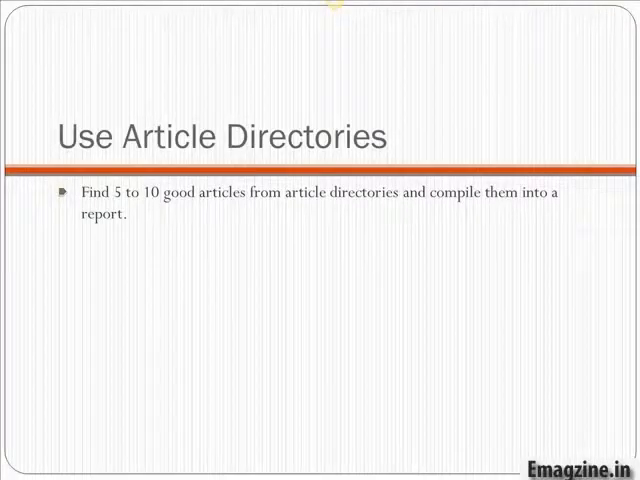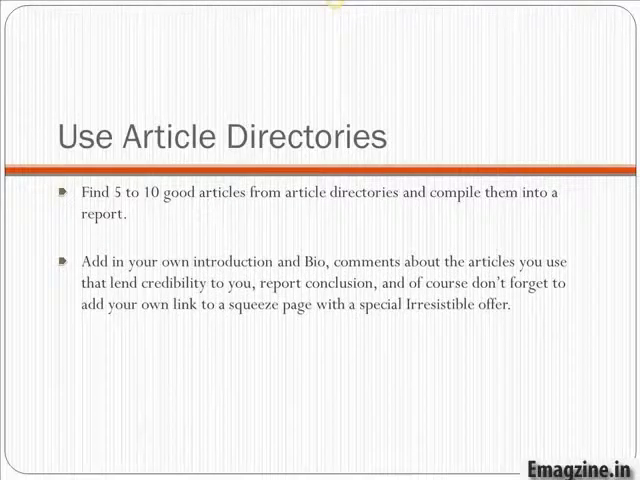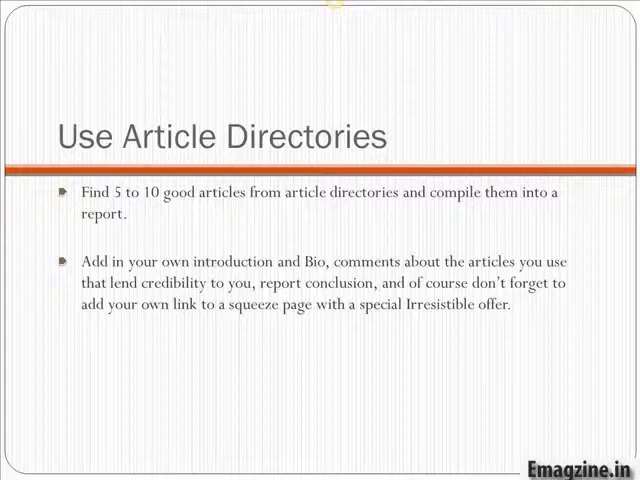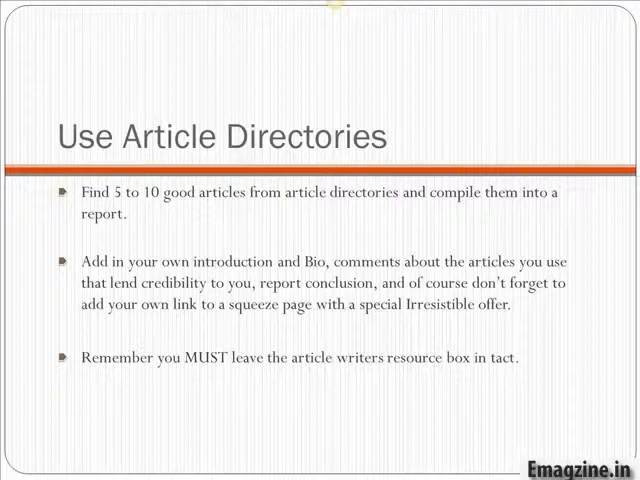Use article directories. Find 5 to 10 good articles from article directories and compile them into a report. Add in your own introduction and bio. So basically you're going to follow the format that we talked about earlier. Add in your introduction and bio, and your comments about the articles. So maybe when you have one of your articles, you might want to make some comments of your own, to add and lend credibility to you. Add a report conclusion, and of course, don't forget to add your link to a squeeze page with a special irresistible offer. Remember, you must leave the article writer's resource box intact.